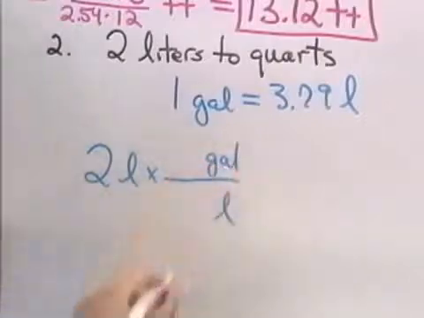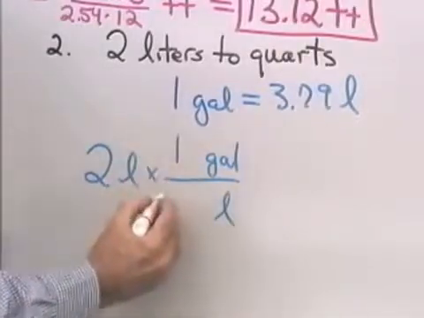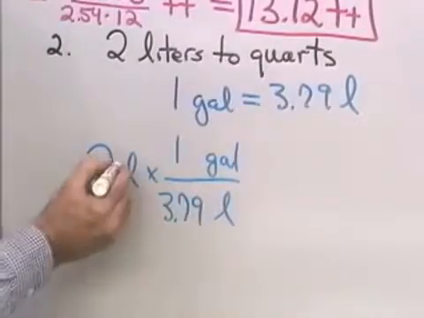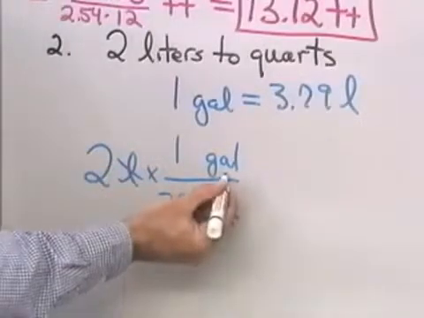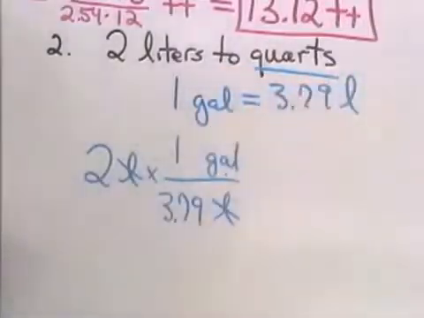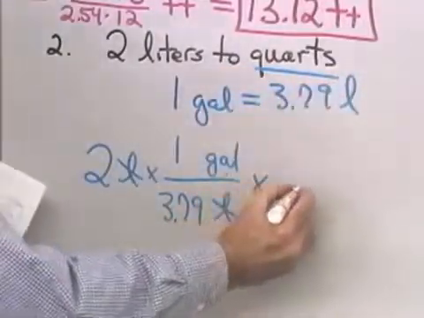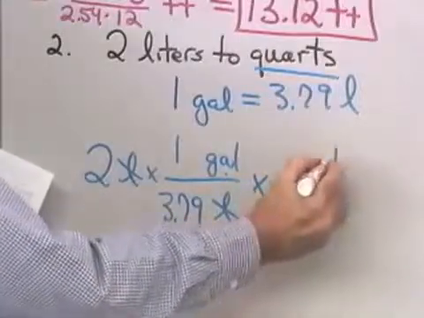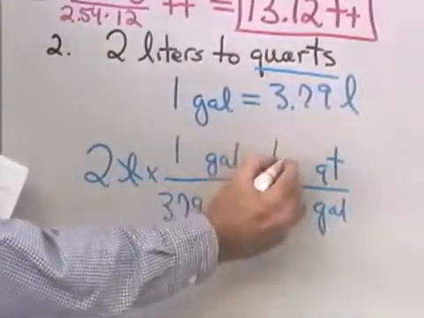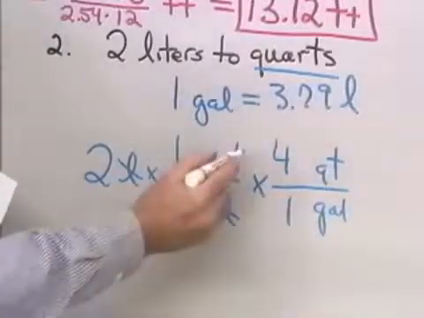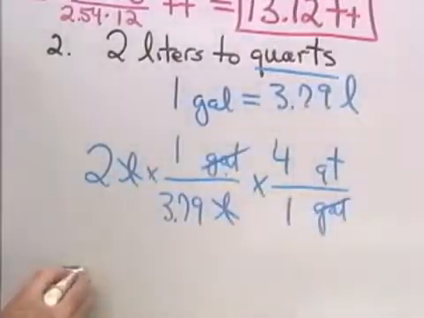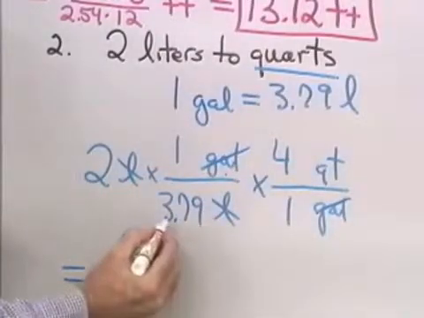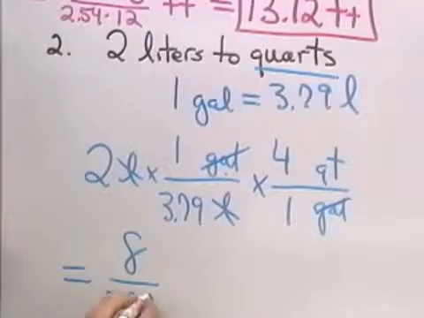So I'll get my conversion between the two systems right away. 1 and 3.79, so that this is the number 1. My liters divide out. I'm left with gallons. I keep an eye on what I'm going towards, which is quarts. So I want to multiply by a conversion factor that will allow gallons to divide out and leave me with quarts. Well, I know that there's 4 quarts in every 1 gallon. So those divide out. And now I'm left with 2 times 1 times 4, which is 8, divided by 3.79.